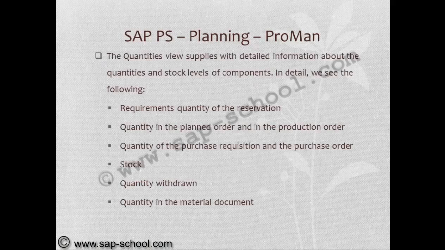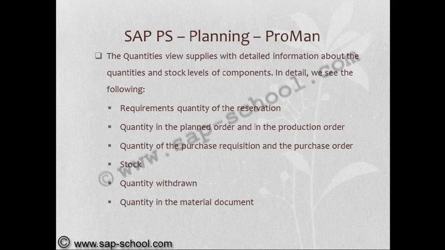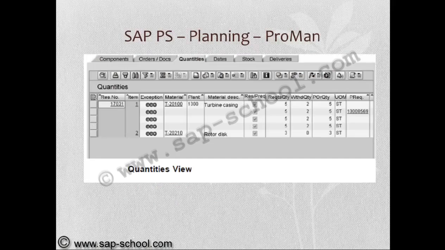The quantities view supplies detailed information about the quantities and stock levels of components: requirement quantity of the reservation, quantity in planned order and in production order, quantity of the purchase requisition and purchase order, stock, quantity withdrawn, quantity in the material document. Here we can see the quantities view where we have the requirement quantity, withdrawal quantity, PO quantity or PR quantity, like that.